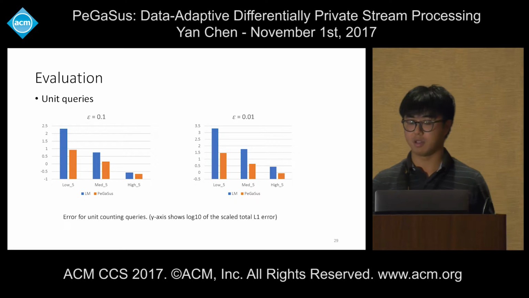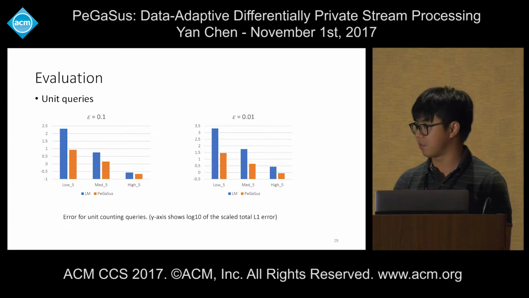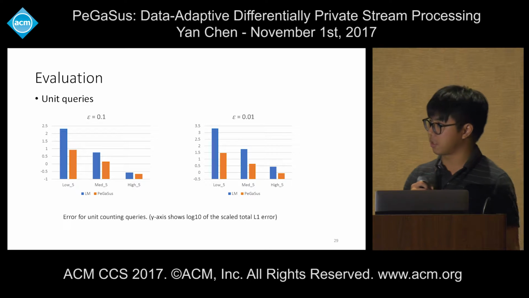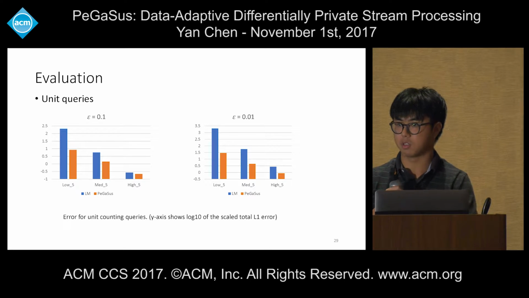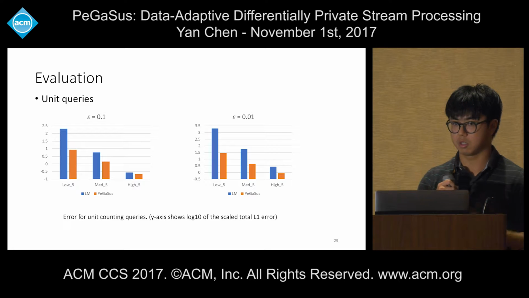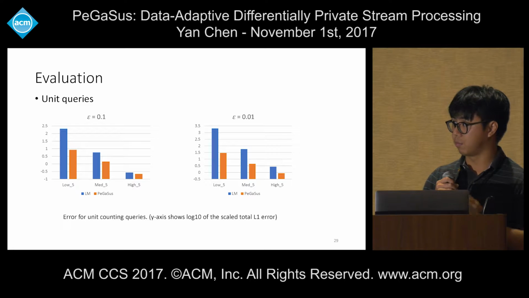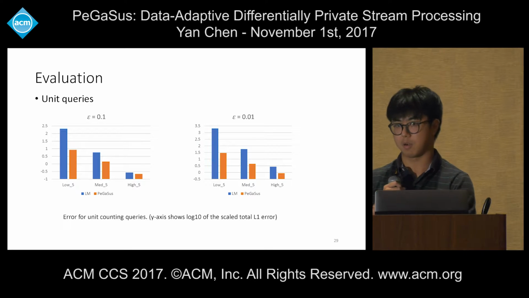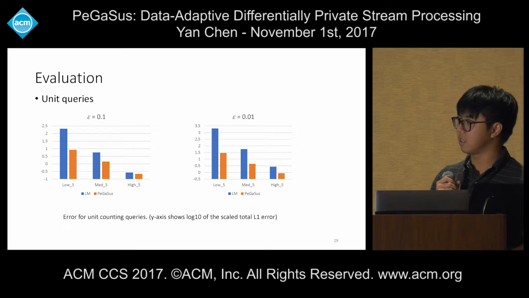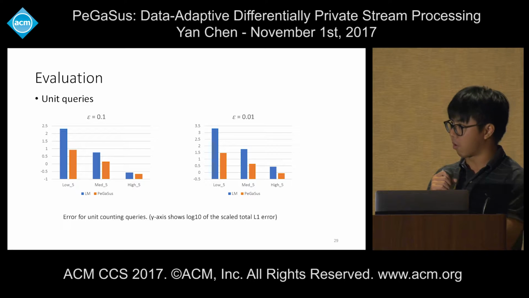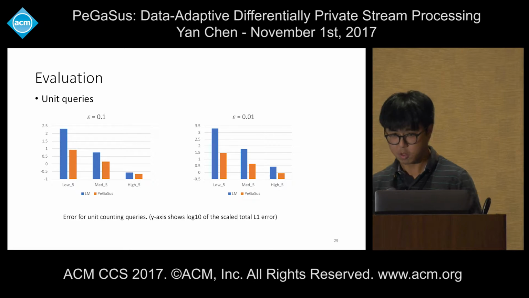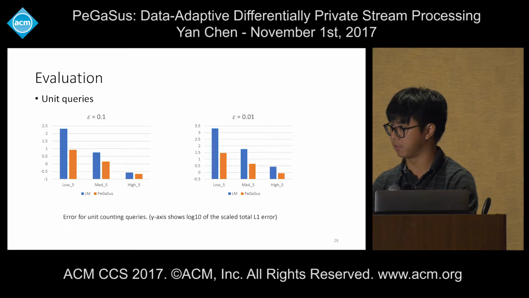We also evaluate answering unit counting queries by using the scaled total L1 error. For each of the 2 figures, the y-axis reports the log value of the scaled total L1 error, and the blue column represents the Laplace mechanism. The orange column is our Pegasus. Again, you can see that for both epsilon settings and for all 3 streams, our Pegasus has less error for answering unit counting queries.